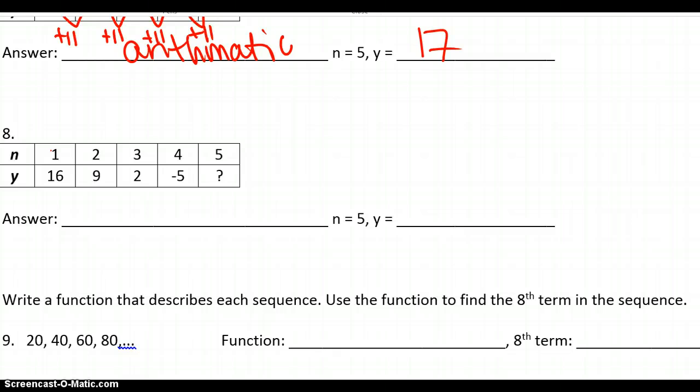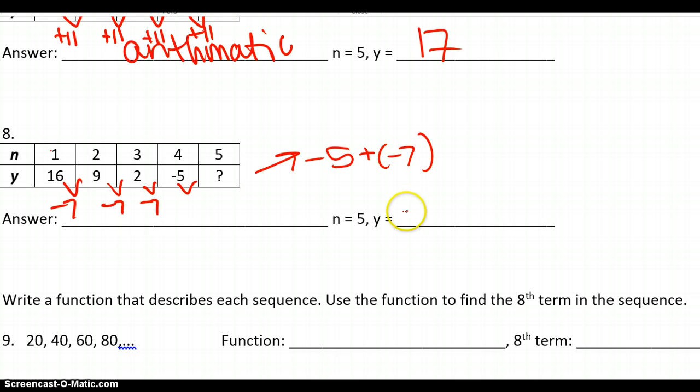Number 8, this one is subtraction, and I find the two easiest terms that I can see right away, and I know I need to subtract 7 from each term. And to find the fifth term, I need to subtract 7, so -5 minus 7, remember, is the same thing as -5 plus a -7, which is -12. So this is an arithmetic sequence.